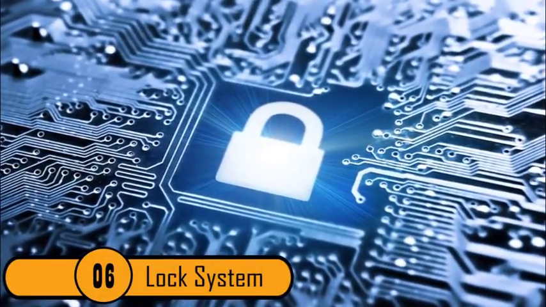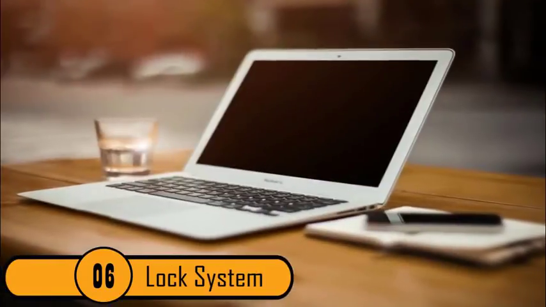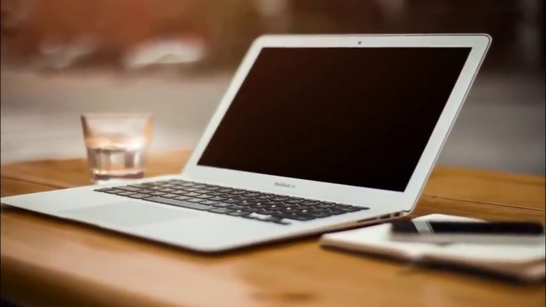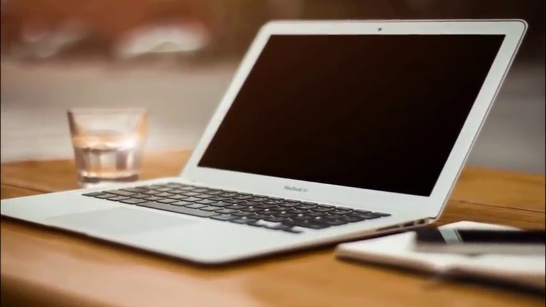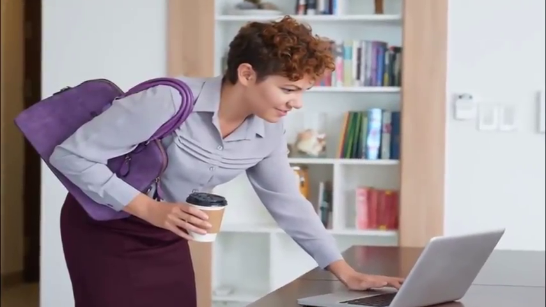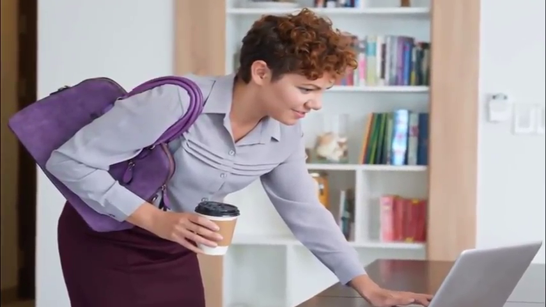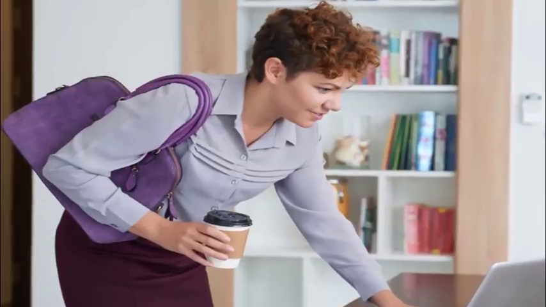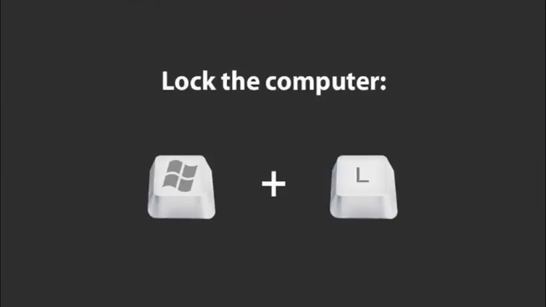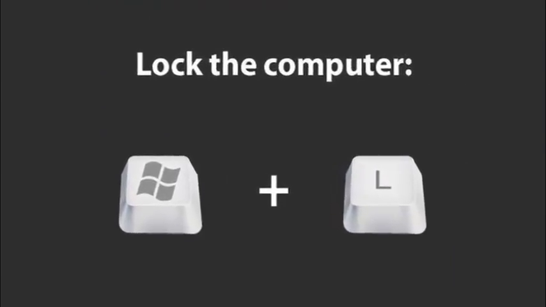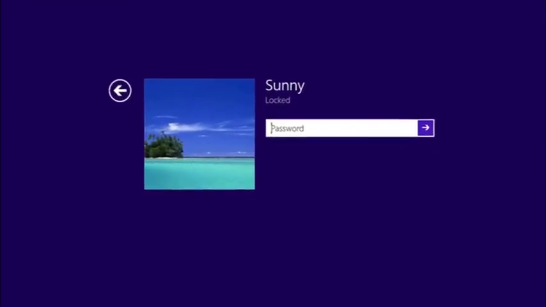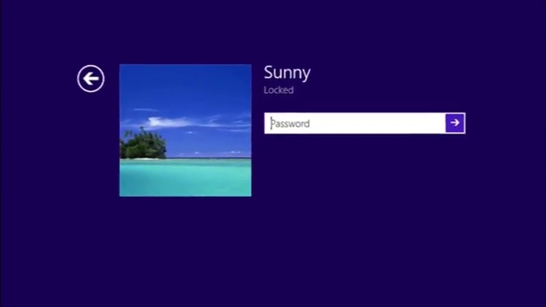Number 6. Lock system. If you're walking away from your computer for a while, it's a good idea to lock the system. Most people believe that this means logging out of the system. When you come back, you'd need to log back in, which can be annoying. To make it easier, all you need to do is press the Windows key plus L. That'll lock your system, and when you come back, everything will be the same as when you left.